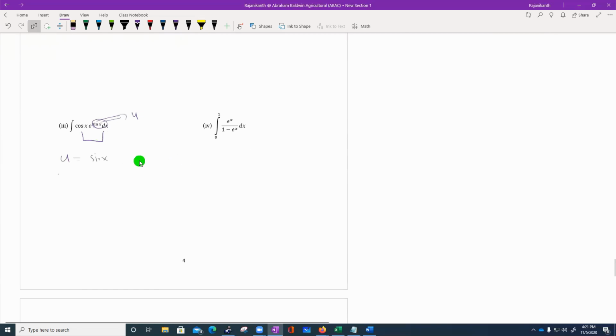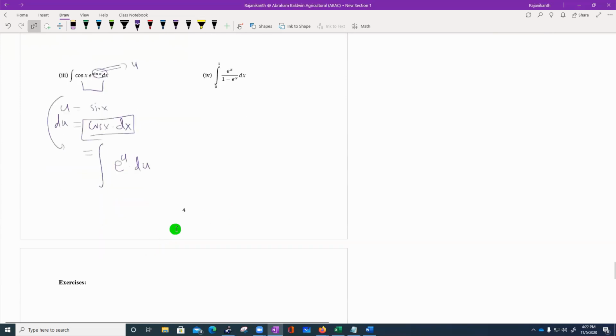If u is sine x, then du is going to be cosine x dx. Now look at that. This factor, cosine x times dx, is right over here in the problem. So for cosine x times dx, we could simply replace it by du. That means this could be written as e to the power u times du. Do you see that?